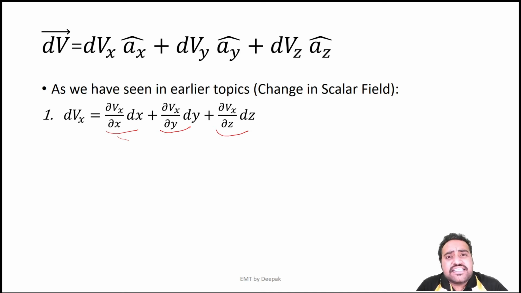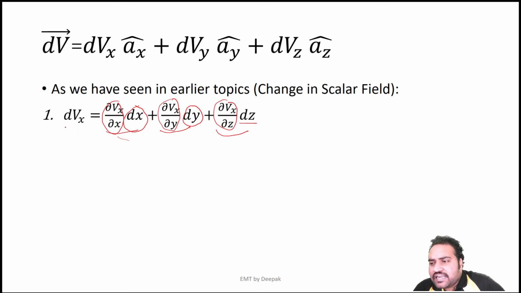Now, changes because of x can be equated to rate of change along x times change in x. In that, this represents the change in x and this represents the rate of change in x. Again, this represents the change in y and this represents the rate of change in y. This represents the change in z and this represents the rate of change in z.